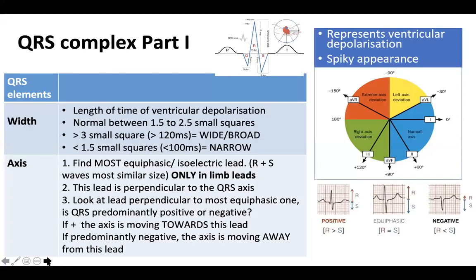Okay, so moving on to the QRS complex now. This is part 1 of the QRS complex. An important element of the QRS complex is firstly the width. This tells you the length of time of ventricular depolarization. It's normally between 1.5 to 2.5 small squares. There's a broad QRS complex if it's more than 3 small squares, and a narrow QRS complex if it's less than 1.5 small squares.